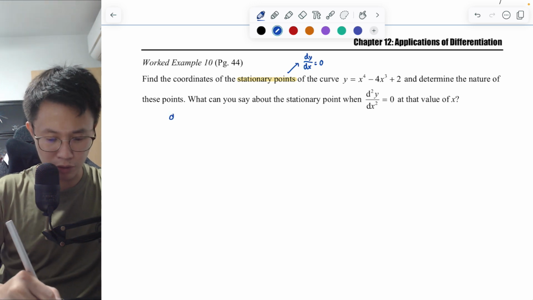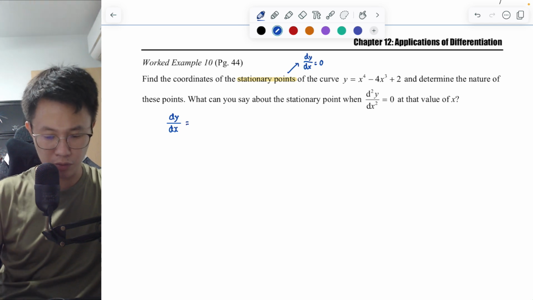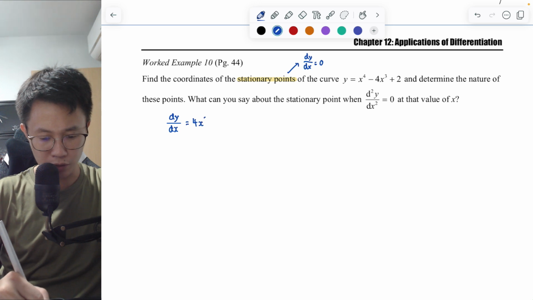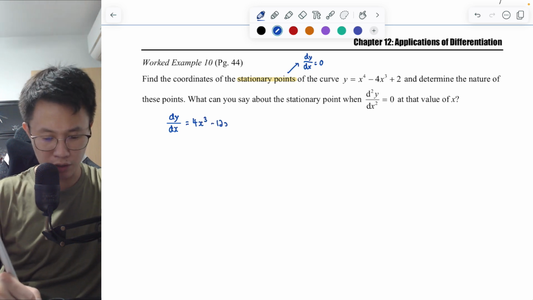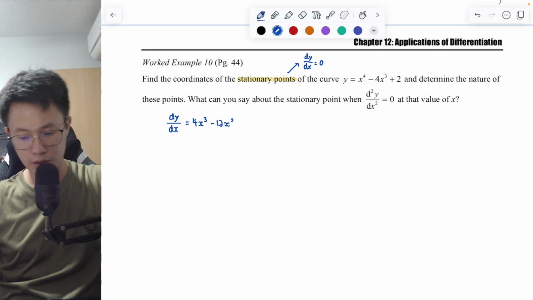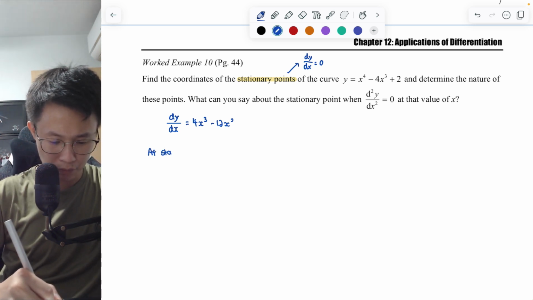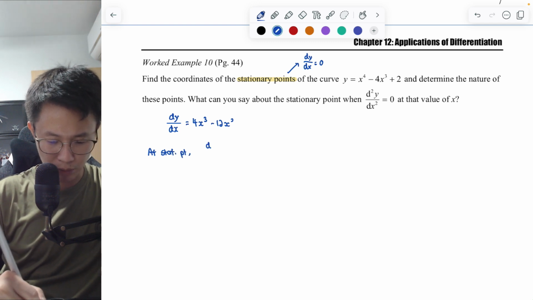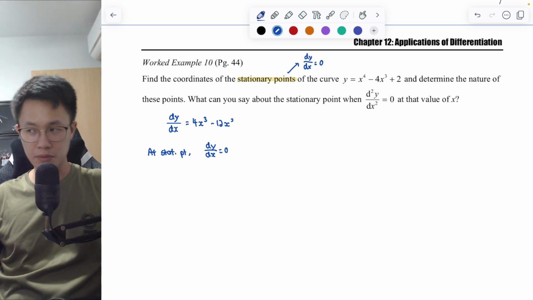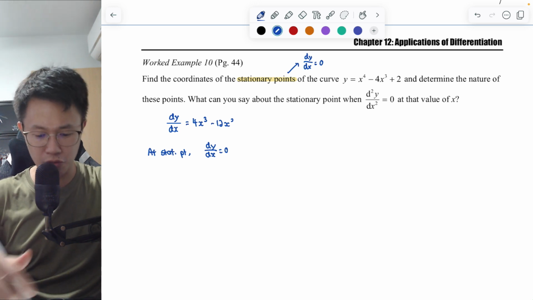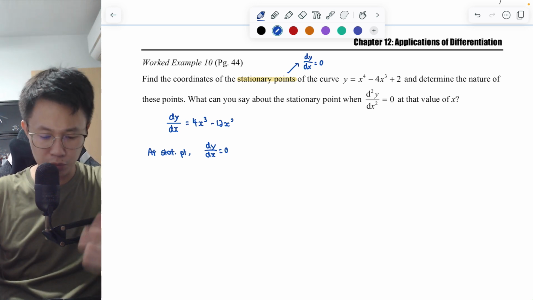So the first step is to differentiate. We differentiate x to the power 4 minus 4x cubed plus 2. We have 4x to the power 3 minus 12x squared, and that's our differentiated form. So at a stationary point, dy/dx equals 0. Why? Because minimum and maximum points have tangents with gradients equal to 0. So dy/dx, the gradient at that point, will be equal to 0.